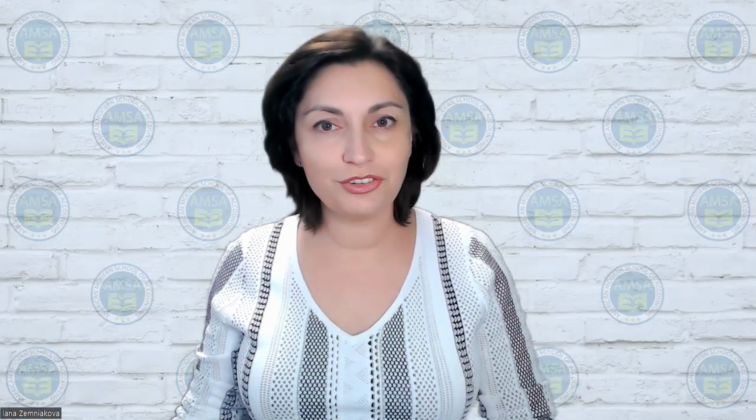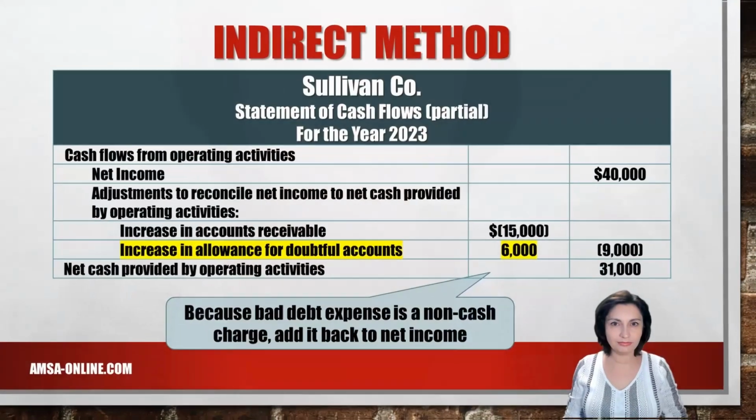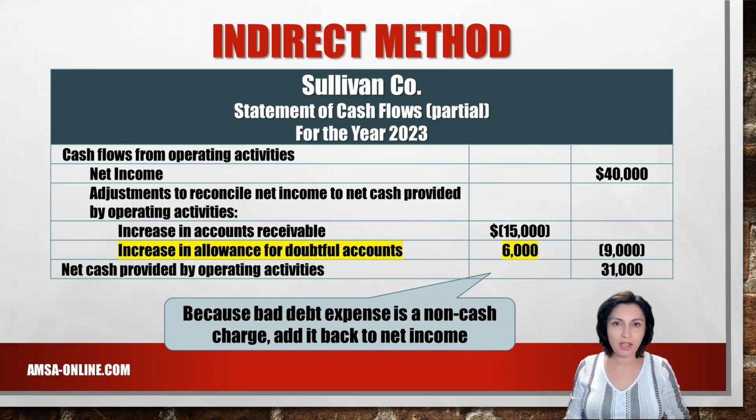Recall from the journal entry slide that an increase in allowance for doubtful accounts results in a charge to a bad debt expense. Since no cash was involved in that transaction, the company should add back an increase in allowance for doubtful accounts to net income to arrive at net cash flow from operating activities. Let's look at the indirect method for presenting this information in a statement of cash flows. Because bad debt expense is a non-cash charge, a company must add it back to net income to arrive at net cash flows from operating activities.